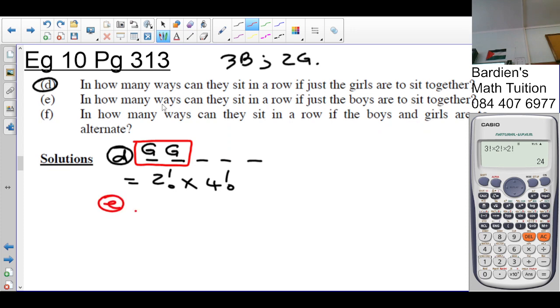Right, number 3. C. Sorry. How many ways can they sit in a row if just the boys are to sit together? How many bits do I draw? 5. So what do I do? With B, B, B. And what do I do with them? Bind them. So do the calculation quickly.